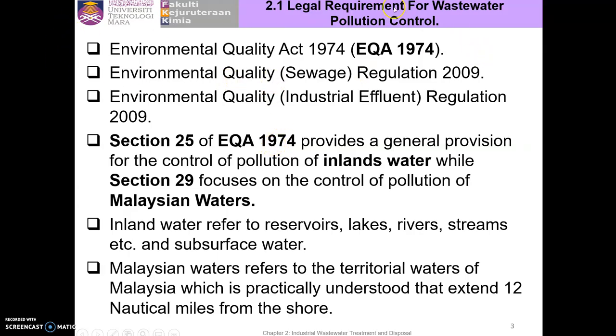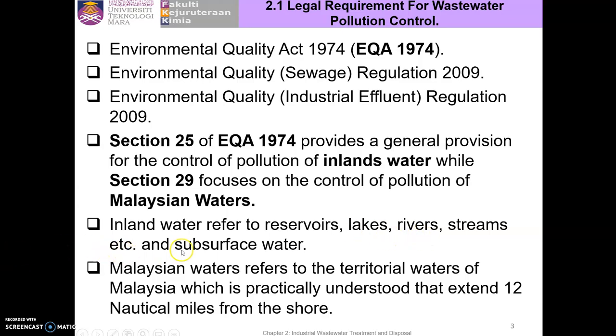And next, we will look at the section 25 of EQA 1974. This is the main regulation. And in this EQA 1974, we have section 25 to cover water pollution, and also section 29. Section 29 focuses on the control of pollution of Malaysian waters, while section 25 provides general provision for the control of pollution of inland water. Okay, so what's the difference? Inland water refers to reservoirs, lakes, rivers, streams, etc.